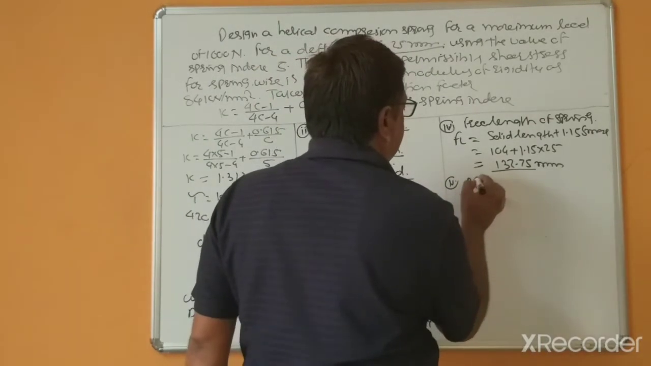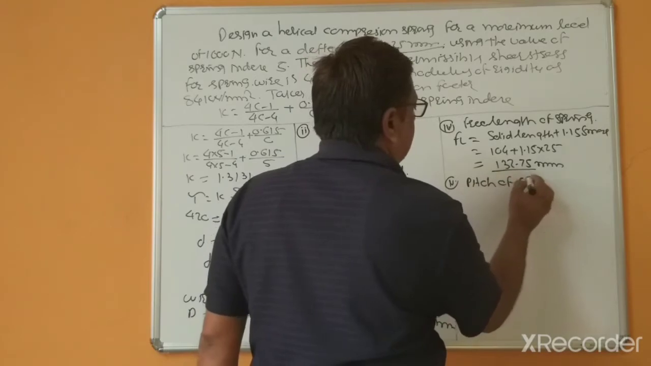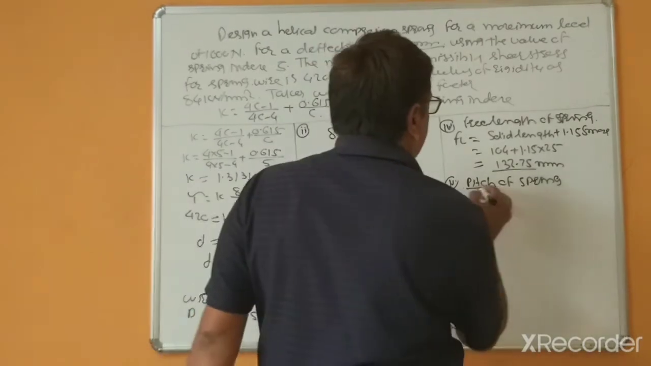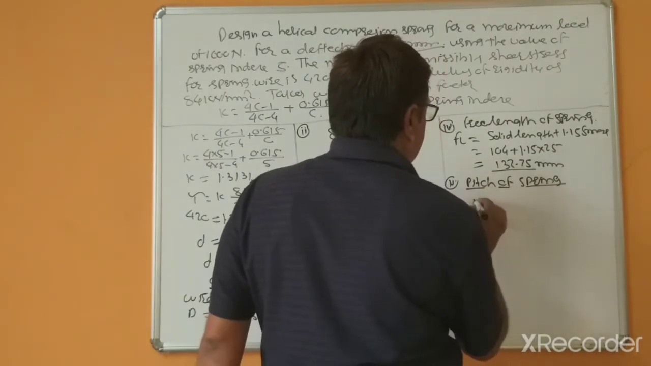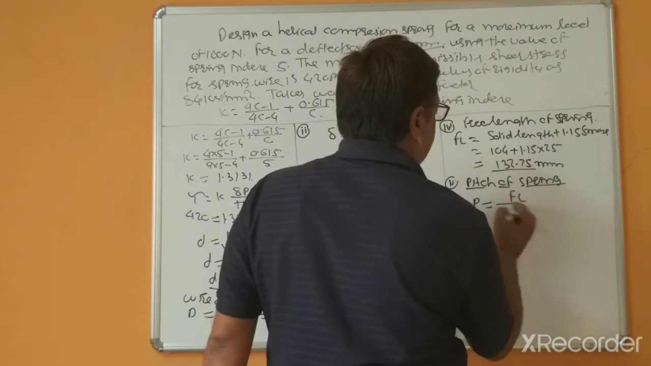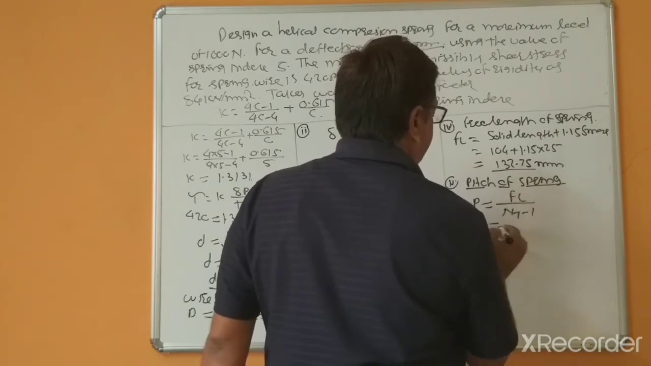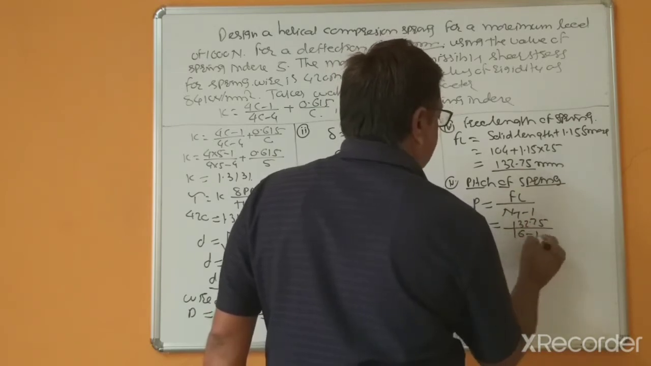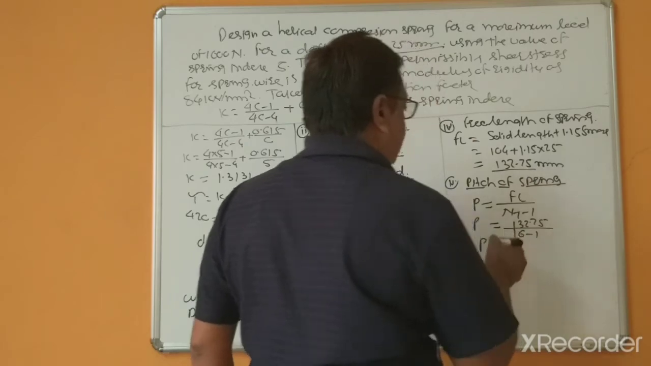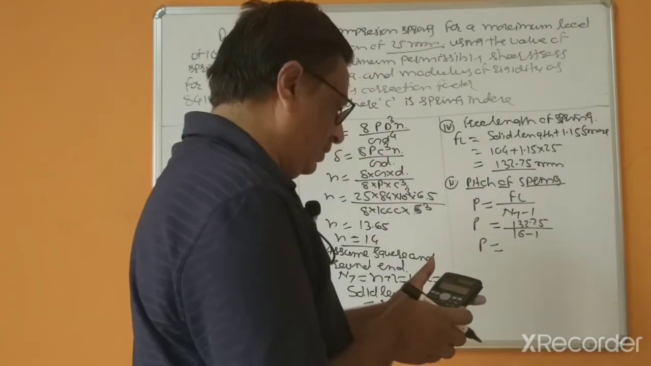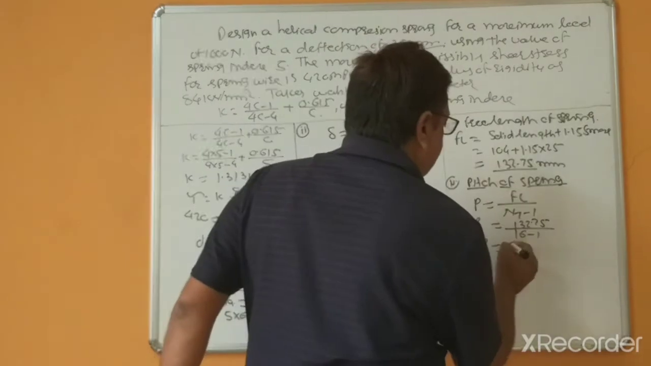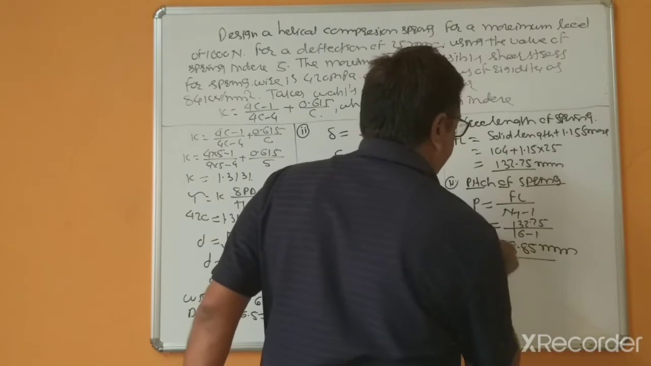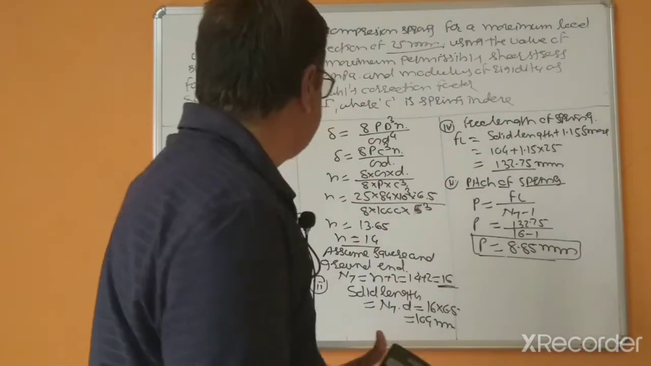Last is the pitch of the springs. This is the distance between two adjacent turns. And the pitch of the springs is equal to, what is the formula? P equals free length divided by NT minus 1, which is 132.75 divided by 16 minus 1, also in mm. And this is the pitch of the springs.